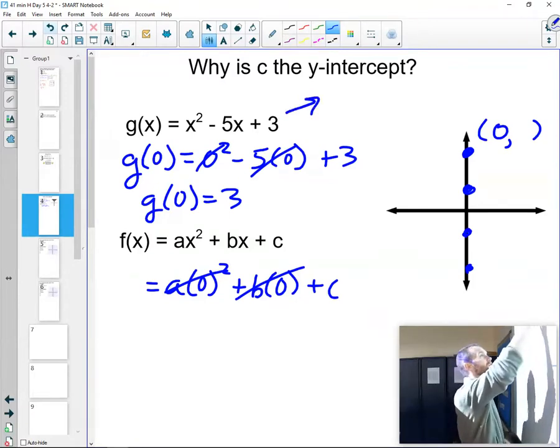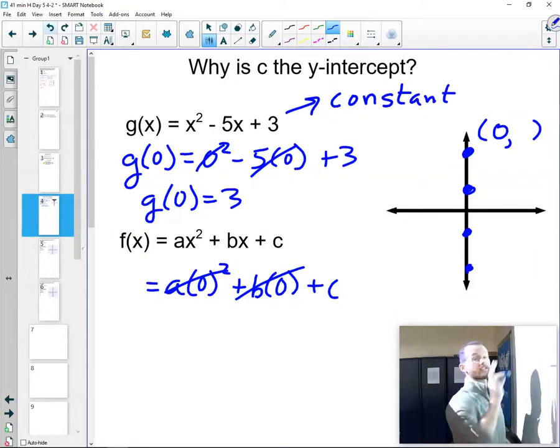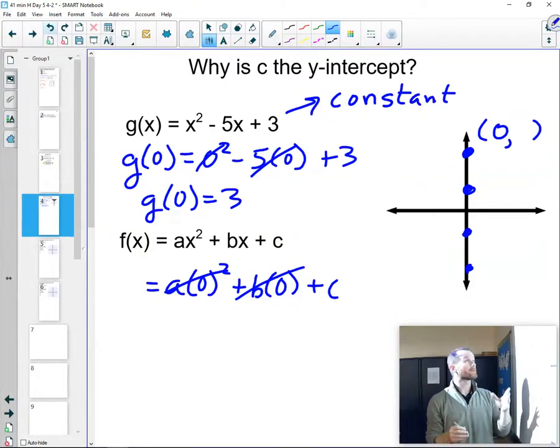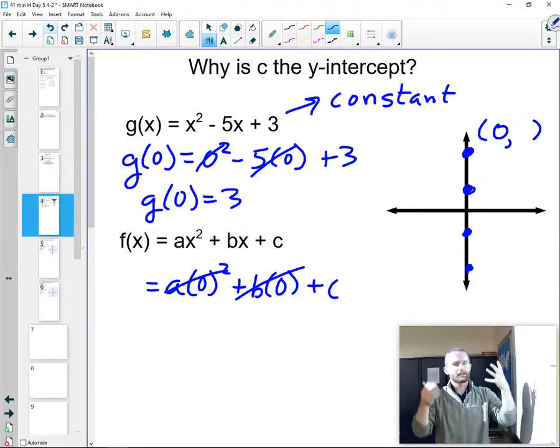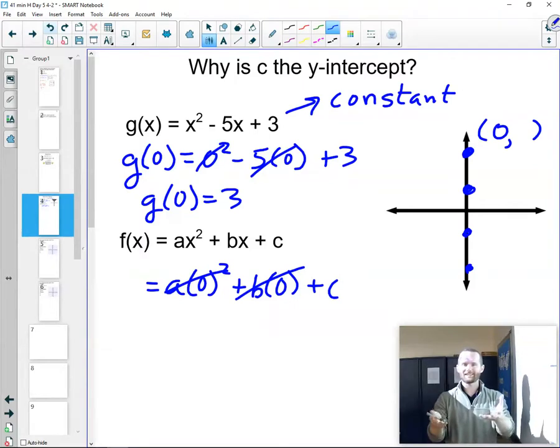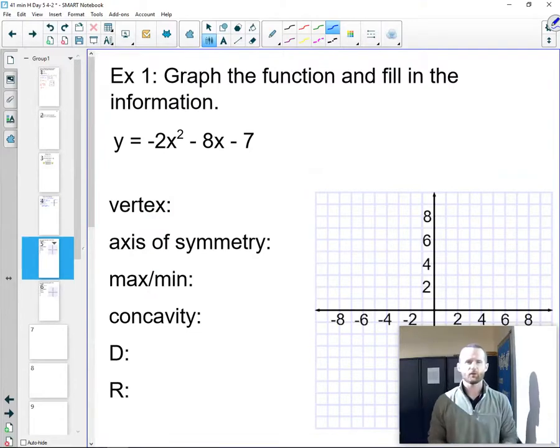our constant. Remember, that's the name of a number that does not have a variable with it. So it's not a coefficient, it's a constant. And because it's a constant and not a coefficient, when we plug in 0 for x, it's sort of the last man standing. The cheese stands alone, as the saying goes. All right, so hopefully that makes sense. Let's jump into an example. Just 2 examples to go through.